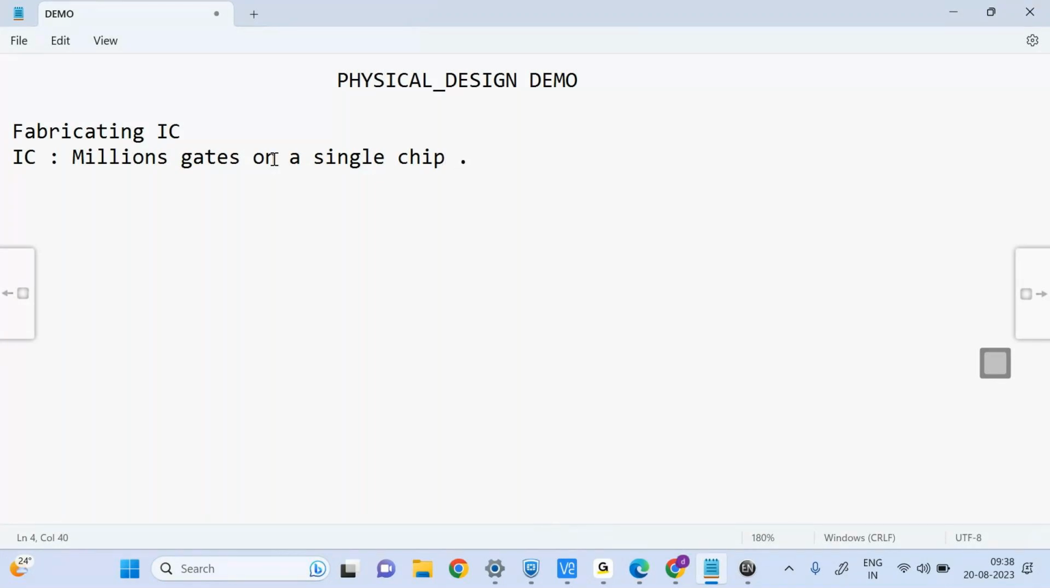So where is this IC fabricated? See, we have an IC for mobile phone application. In each and every mobile phone, we have an IC. And my question is, where is the IC fabricated?